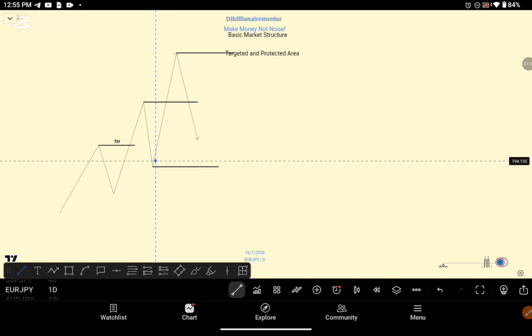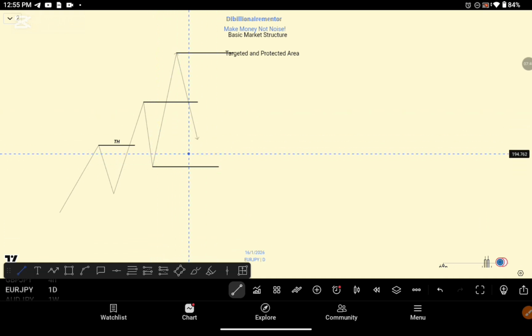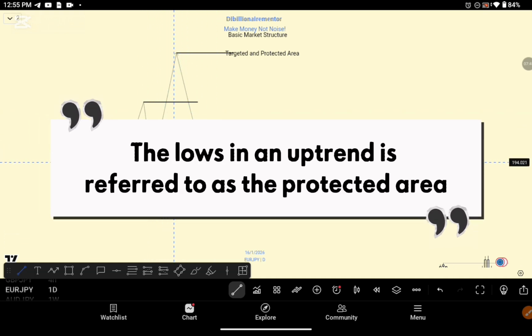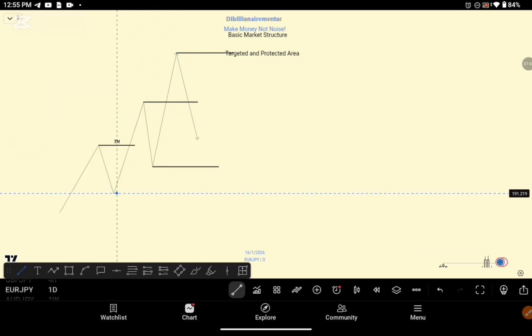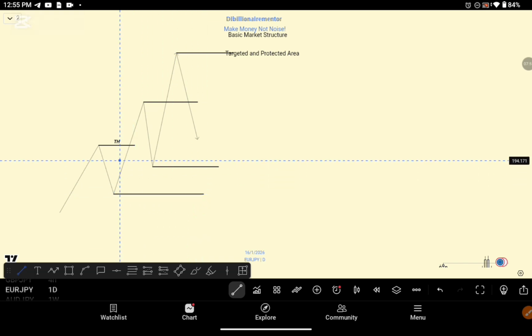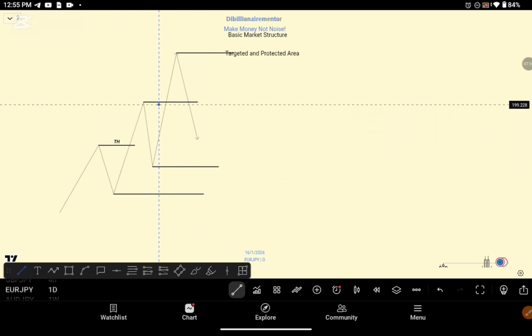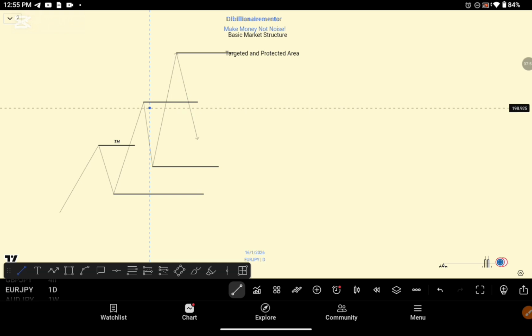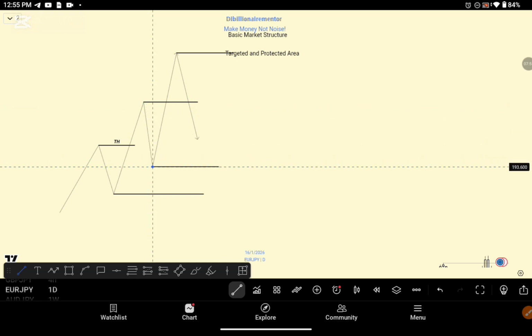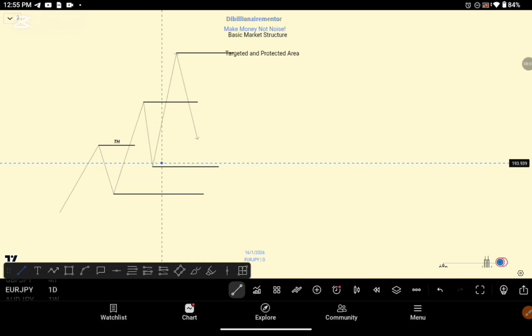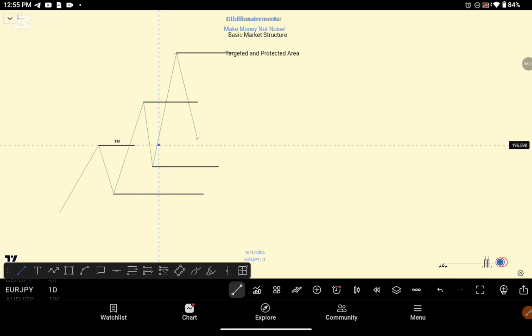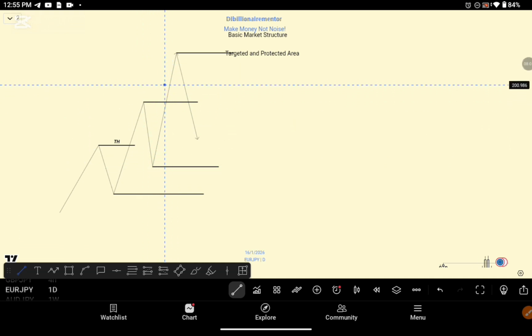Do you understand? The low of every low in an uptrend is known as our protected area. So once price broke above this target high and retraced and started moving up, this place has become our protected area. But the reason why we call this our protected area is because it has carried out its primary duty.